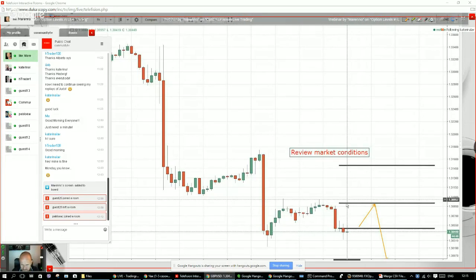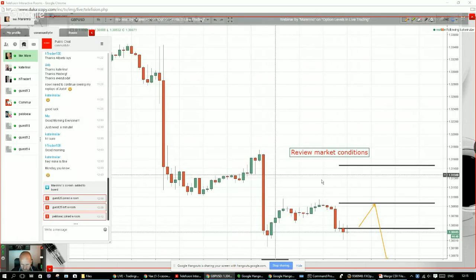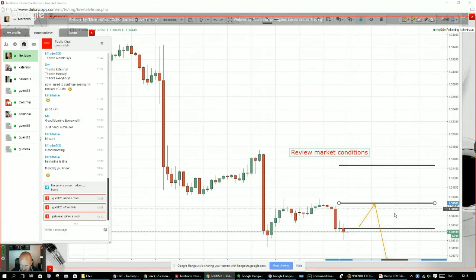So that's what I see. The pound is possibly going to continue its down move, and we might have a triggering of this level first, 1.30900, and we'll be able to sell at this level here.